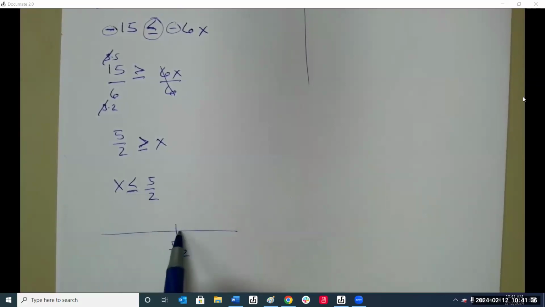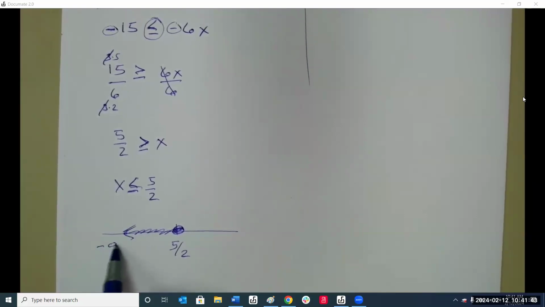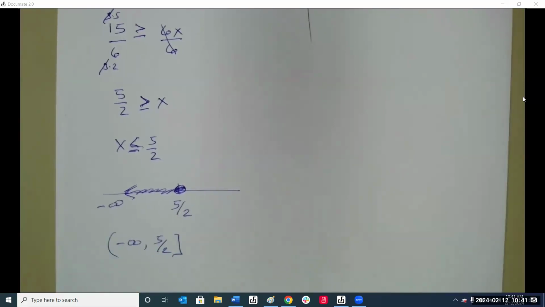So since it's equal to, it's a solid dot, and it goes to the left. So the interval notation is that what you had? Oh, no. No.